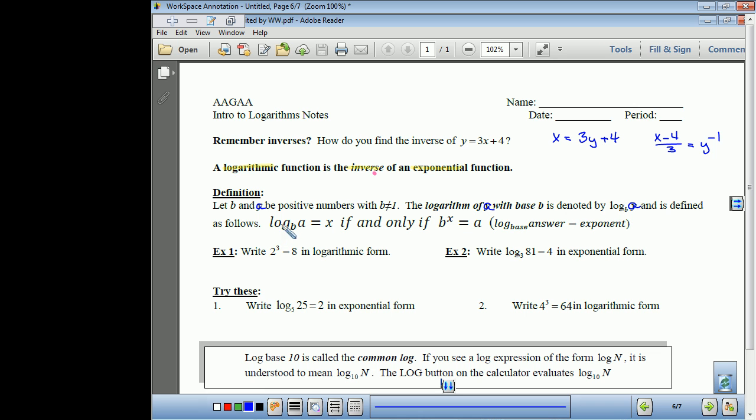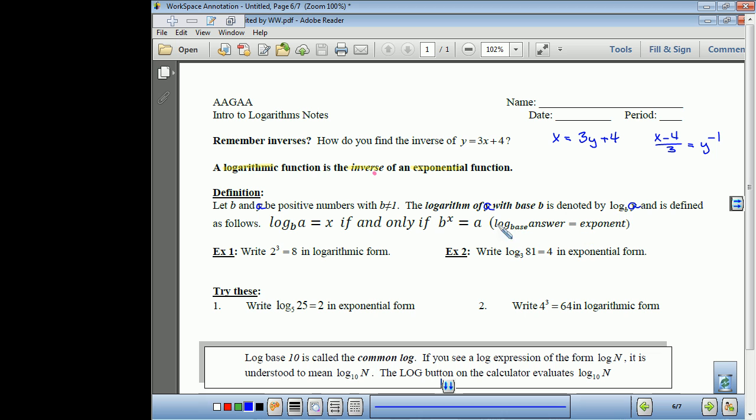So, this is a logarithm, but we'll just call it log. Log means logarithm. So the way this is read, we read it log base b of a equals x. Log, this is your base, of a equals x, if and only if the base raised to the exponent equals the answer.